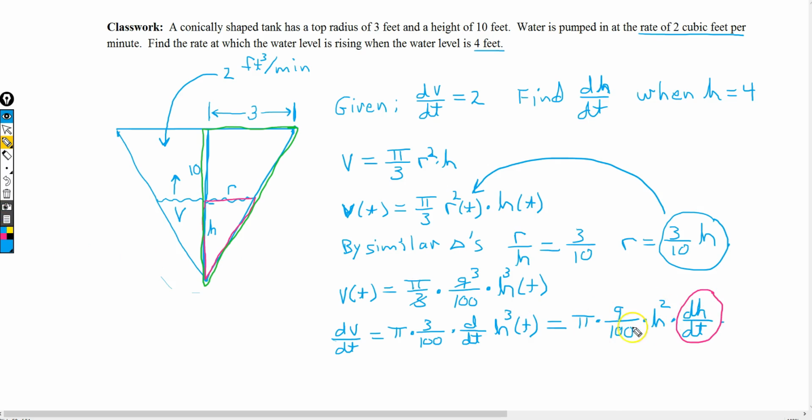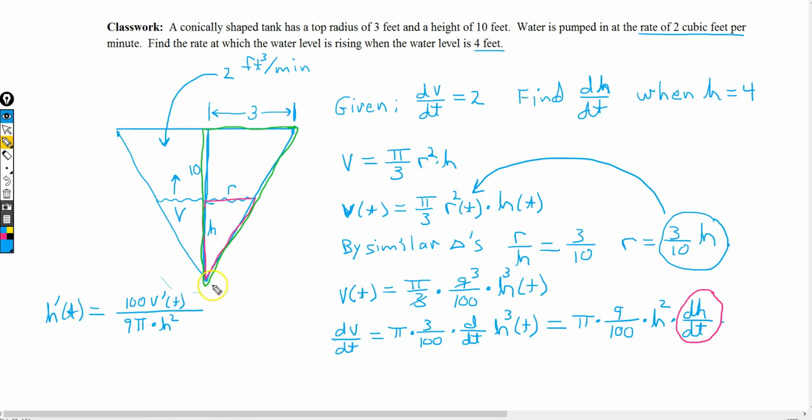And so we just have to divide everything here to the other side, and what we're going to end up with is this. So we'll end up with h prime of t, that's dh/dt, equaling, let's see, when we divide this to the other side, we're going to get 100 V prime of t divided by 9 pi times h squared. And now we just have to substitute all our information in here.